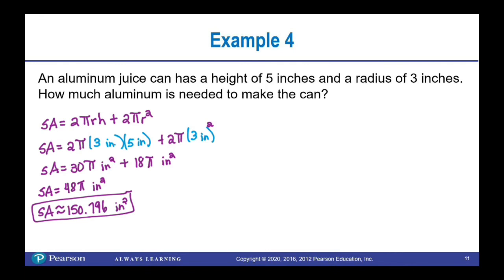Join me in our next video as we look at the surface area of a right regular pyramid.